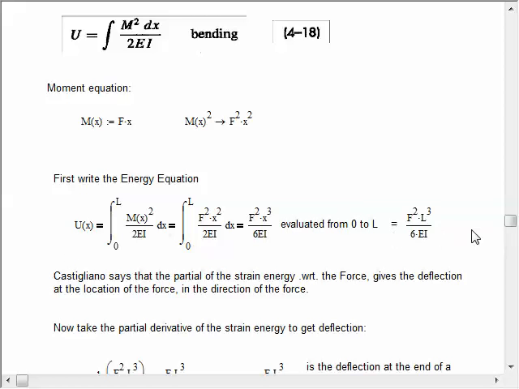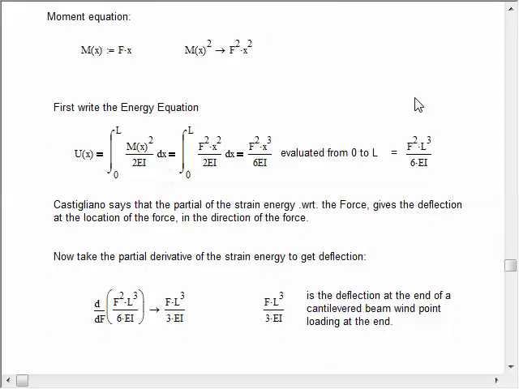Okay, and now Castigliano says that the partial of this energy with respect to the force gives the deflection at the location of the force in the direction of the force. So let me take the partial derivative of this term with respect to F. And what I'm going to get when I do that is a 2F L cubed over 6EI. But the 2 over 6 becomes a 1 over 3. So I get FL cubed over 3EI.